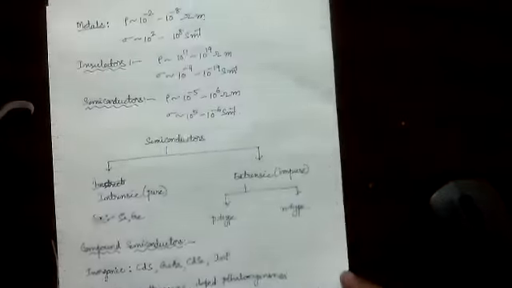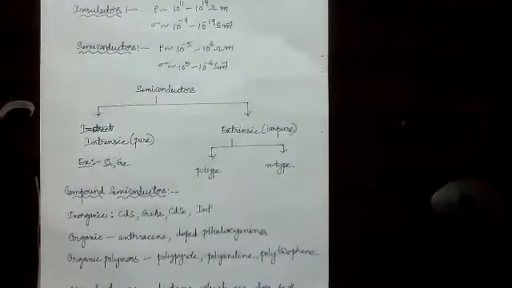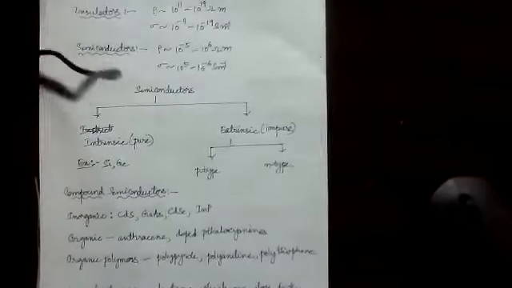So we'll start with a recap of what we did yesterday. We discussed doping. Doping means addition of impurity to a pure semiconductor. This is the classification of semiconductors. We have pure and impure semiconductors.